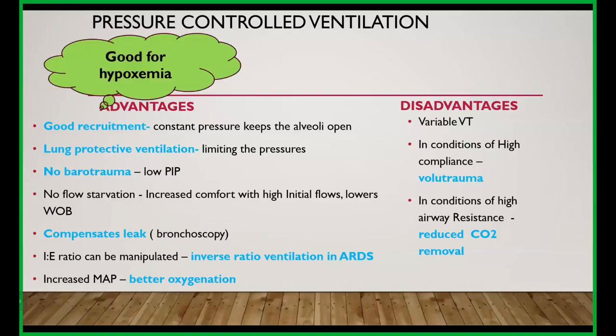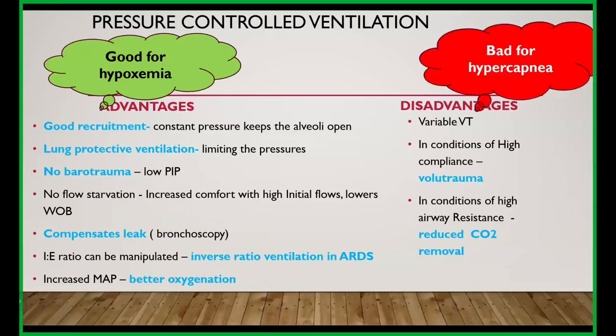Whereas the disadvantages are, you have a variable tidal volume, so volume trauma is more common in a highly compliant lung. And also removal of carbon dioxide is not effective. So this is not a good mode for hypercapnic respiratory failure. So pressure control ventilation is good for hypoxemia but bad for hypercapnia.